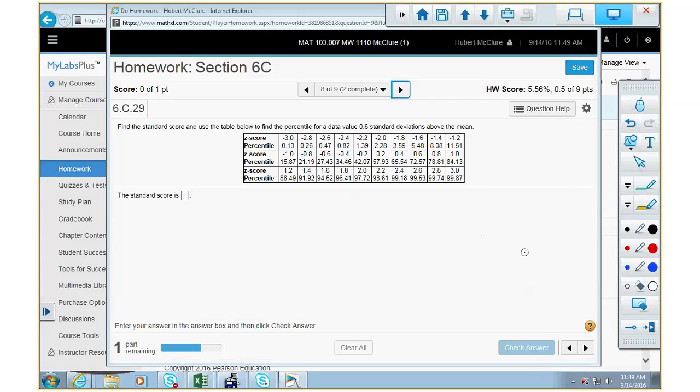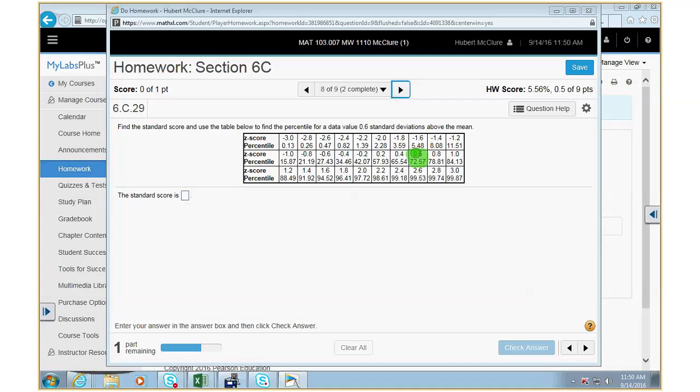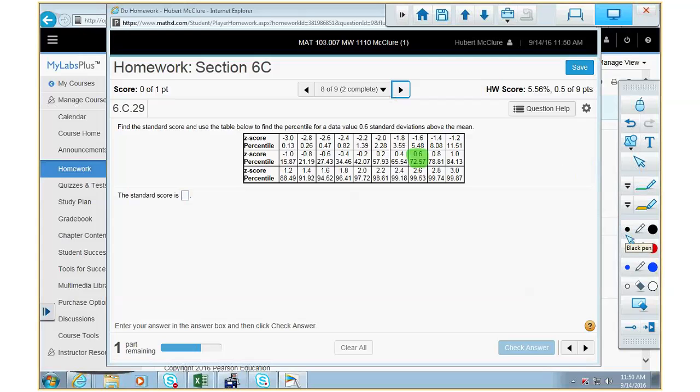Now, there's two ways to do this. One is you can do it by the table that they give you. The other is by the calculator. The easiest way, if they give you the table, is to do it with the Z table. Where's 0.6? Well, you find 0.6. Here it is. I don't want you depending on the calculator. Okay. There it is. Now, what are they saying? I'm going to show you what they're saying.